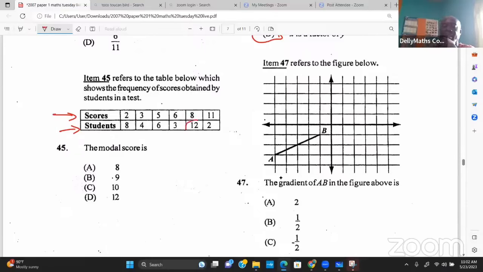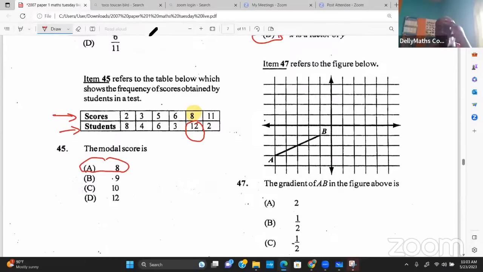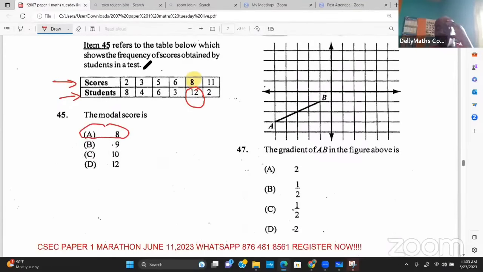So we're looking here, we got 12 students, right? So the score for that, because a lot of people would have picked 12. No, you'll be incorrect. 12 is not even my data. 12 shows how many times a certain thing was seen, right? So the modal score is 8. We saw 8 12 times, right? All right, that's 45. We did 46, so we go to 47 right here.